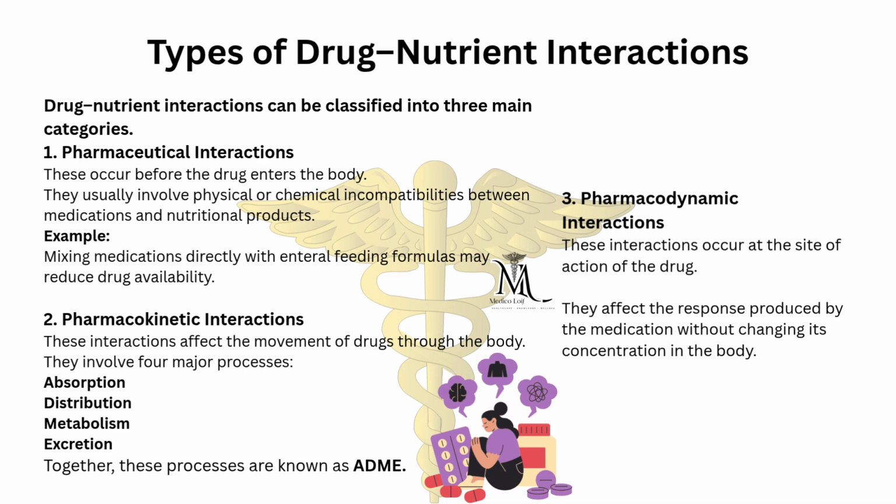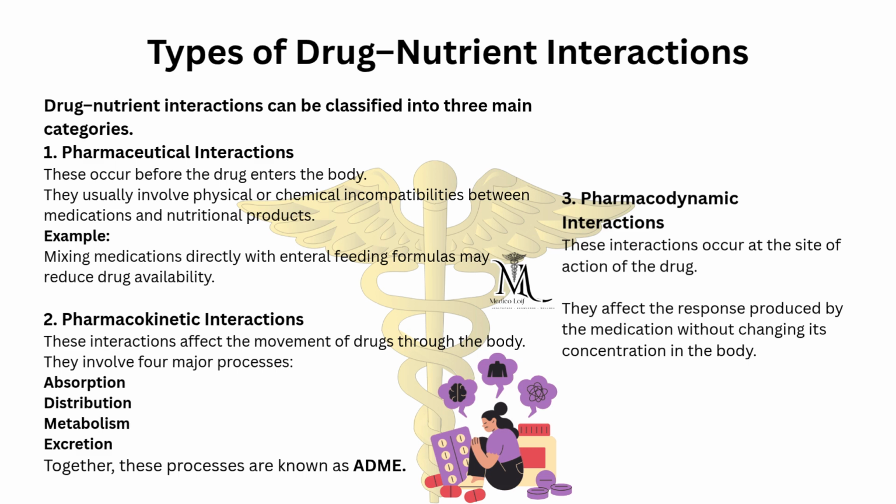Types of drug-nutrient interactions. Drug-nutrient interactions can be classified into three main categories. 1. Pharmaceutical interactions. These occur before the drug enters the body. They usually involve physical or chemical incompatibilities between medications and nutritional products. Example: mixing medications directly with enteral feeding formulas may reduce drug availability.